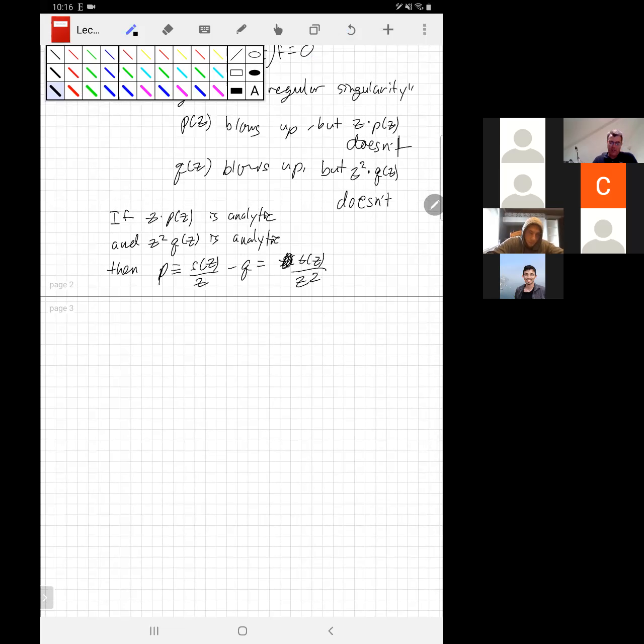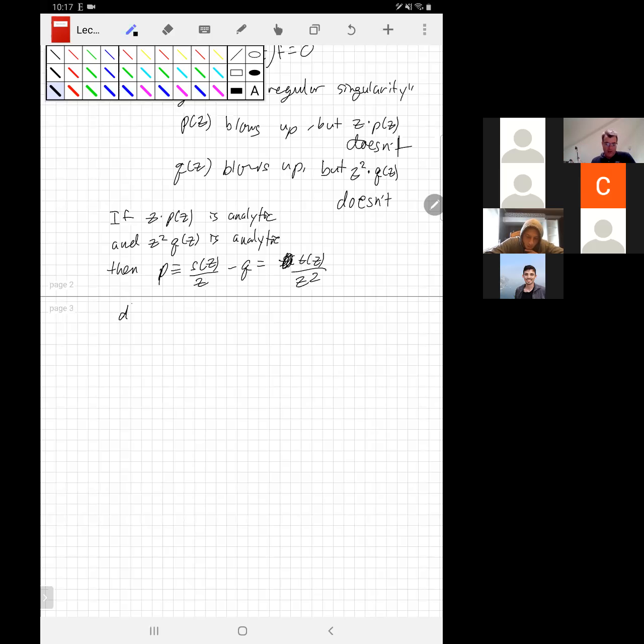And technically I should be writing z minus z naught, but we're dealing with a singularity at z equals 0. If the singularity was at, I don't know, z equals 5, then you'd replace z with z minus 5 everywhere. And if it was at z equals ax squared plus bx plus c, then you'd replace it with z minus ax squared plus bx plus c, and so forth.